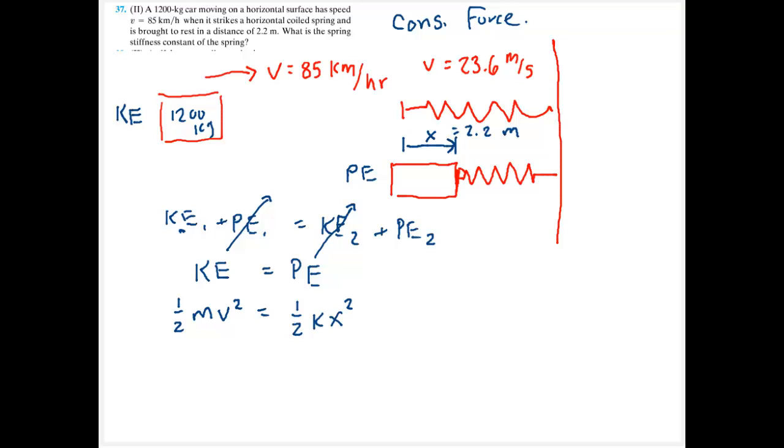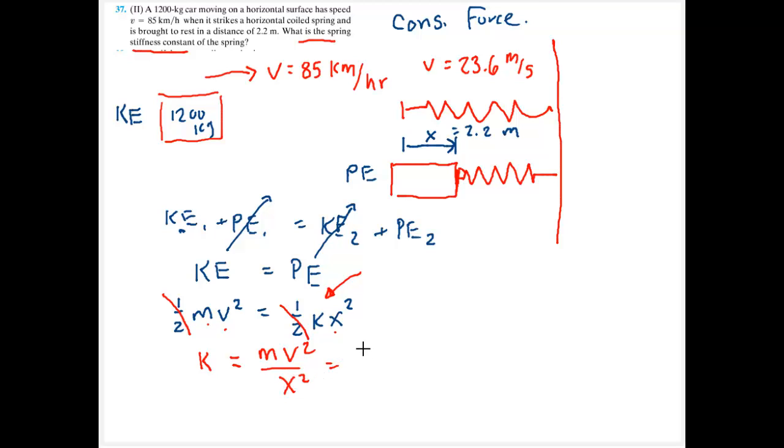And what I'm really interested in is the spring constant, or spring stiffness constant, k. So this is what I'm interested in solving for. I know x, I know v, and I know m. So the first thing I do is multiply both sides by 2, and those cancel out. Now I divide both sides by x squared, and I get my spring constant k is equal to the mass times velocity squared divided by x squared.